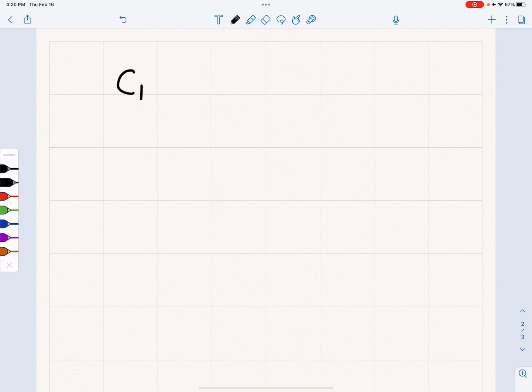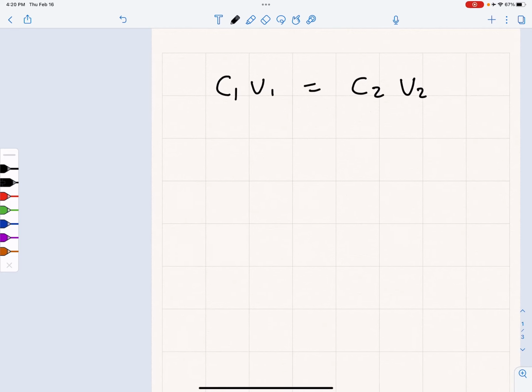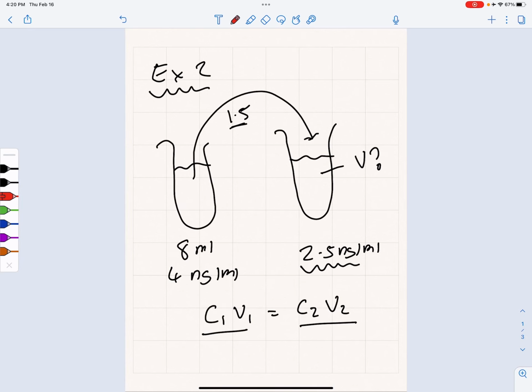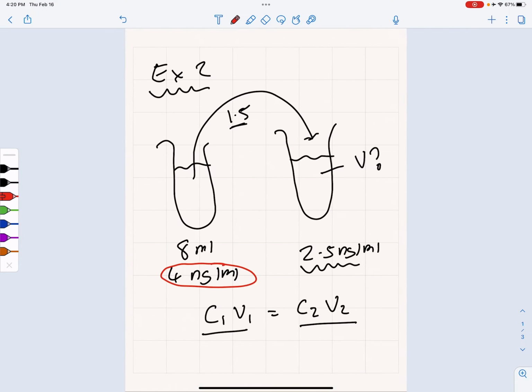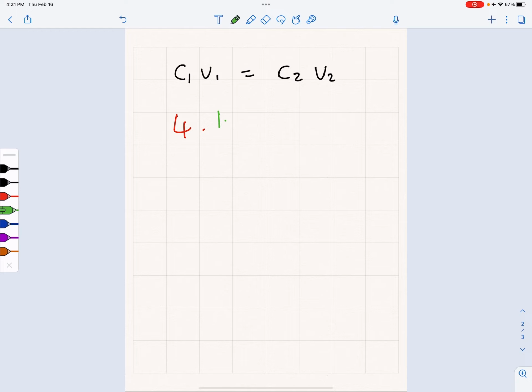So we have C1V1 equals C2V2. So let's see which numbers we know. So the first thing we know is C1. The concentration of 1 is going to be 4 nanograms per milliliter. So I'm going to put 4 in here. And then we're going to multiply this by volume 1. So this is where we have to be very careful. So volume 1 is in fact not the 8 milliliters. It's actually the transferred volume. This is irrelevant. This could be 8 milliliters, it could be a gallon. It's not relevant to this. It's purely this transferred number here which is important. So I'm going to multiply that by 1.5.